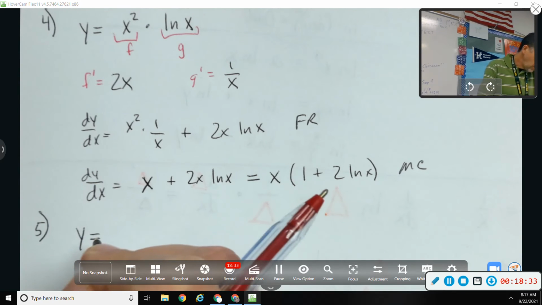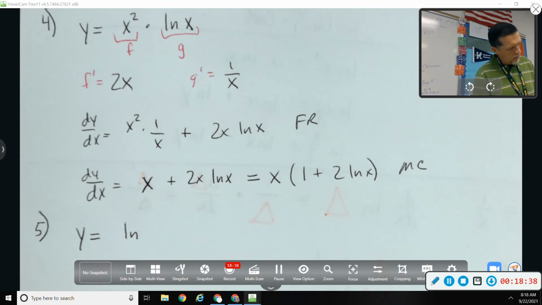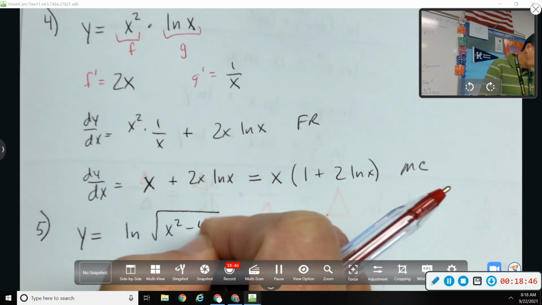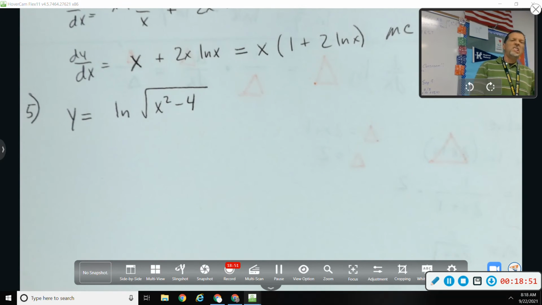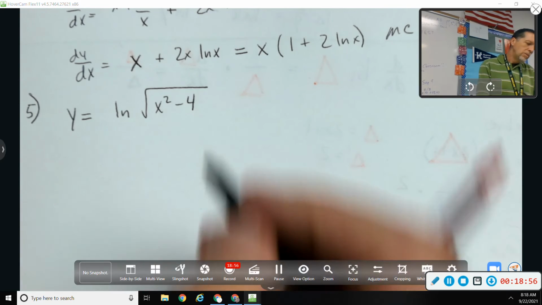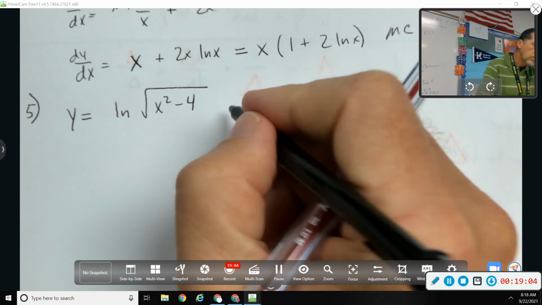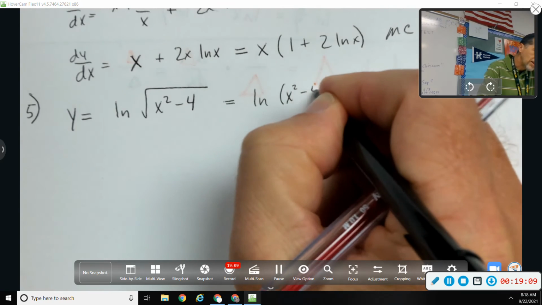Number 5. Natural log. 7 examples, by the way, so we're more than halfway home. Natural log of the square root of x squared minus 4. That looks a little uglier than we'd rather deal with. What algebra step would you do first? Put it to the 1/2, right? Because we don't take derivatives of roots. We take derivatives of powers. So let's rewrite that as a power of 1/2.